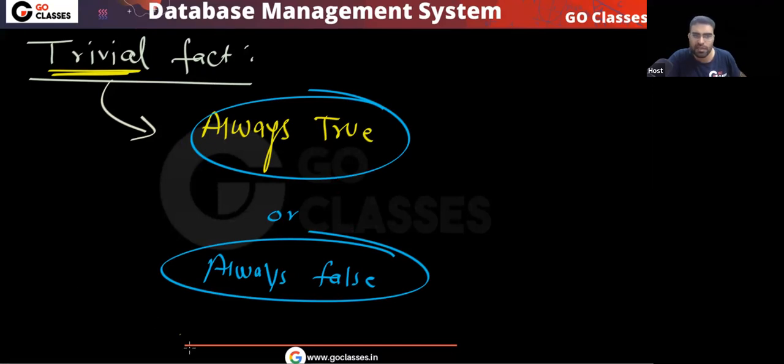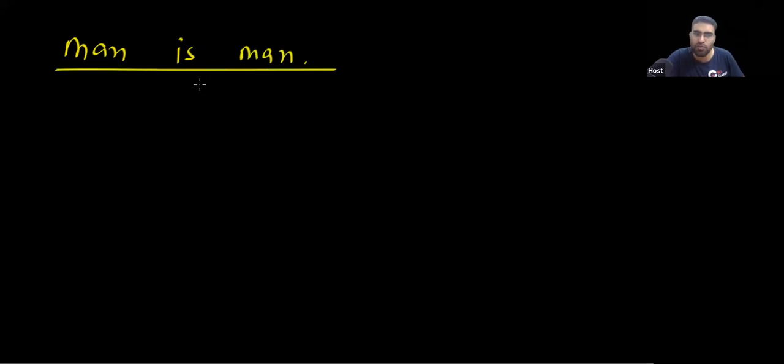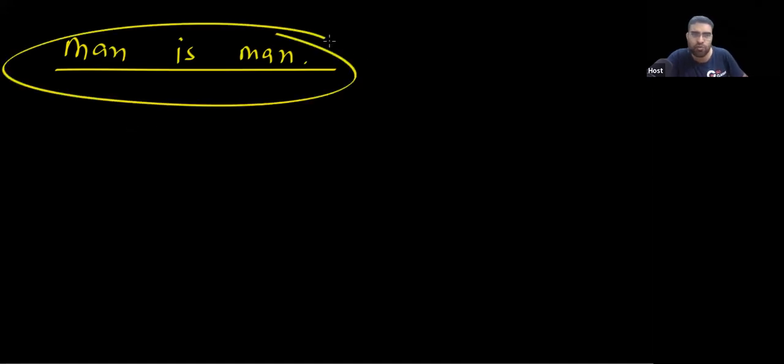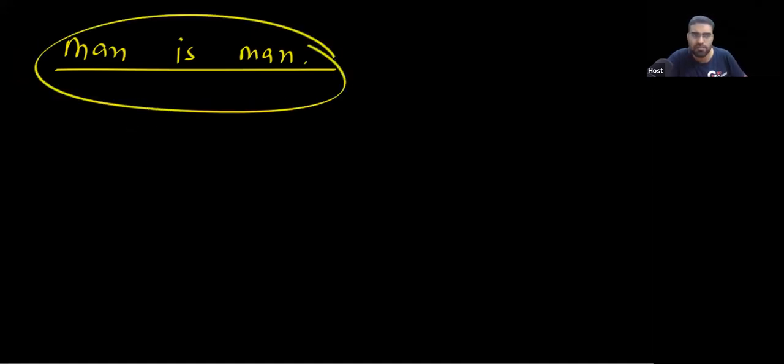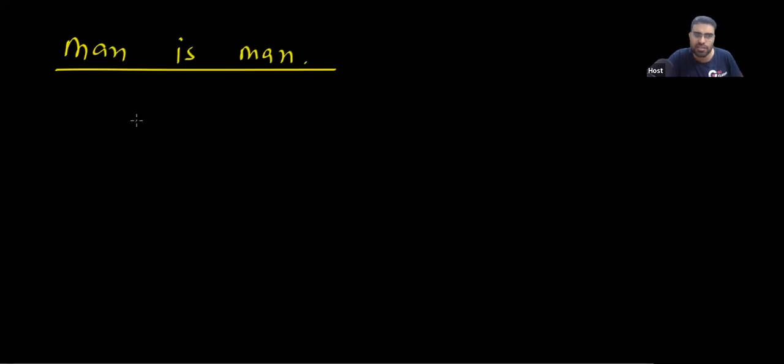For example, if I say man is man. Now tell me, this is a trivial fact, yes or no? This will always be true, yes or no? This is always true. Man is man, dog is dog. So you can see that these things are always true. Because this statement is always true, I can say this is trivial.